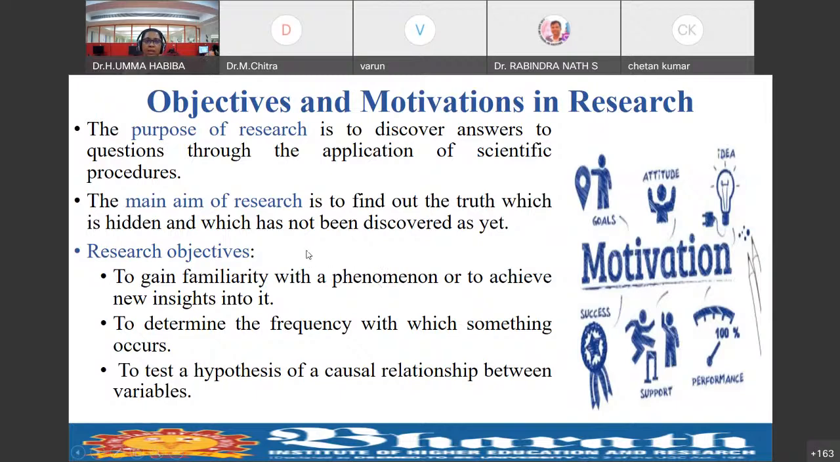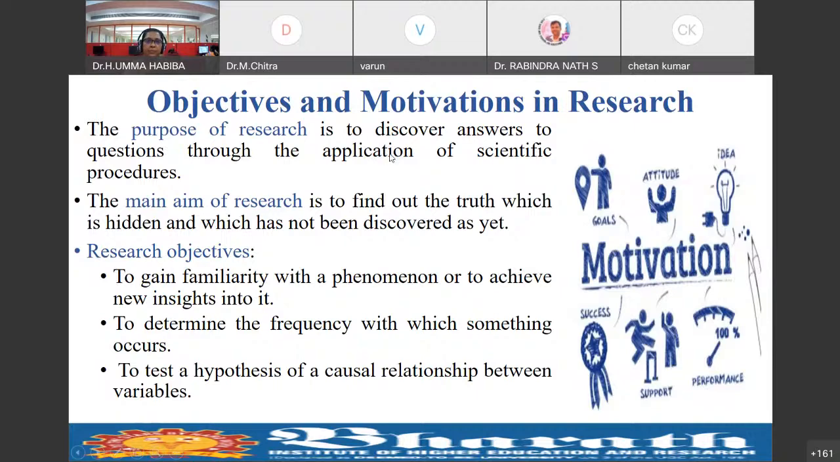Then we should talk about objectives and motivation in research. So first of all, for what purpose are we doing this research? Research is nothing but a long-term investment, a long-term life journey. So for what purpose are we doing this research?